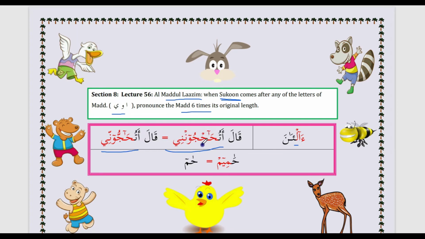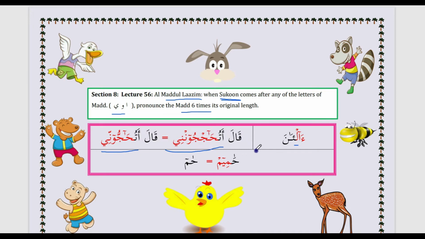So we have the sukoon coming after alif, which is alif here. We have to prolong the sound 6 times its original length. So we say qala atuhajjuni. Here it's the same. قال أتحاجوني. Okay, I hope that is clear.